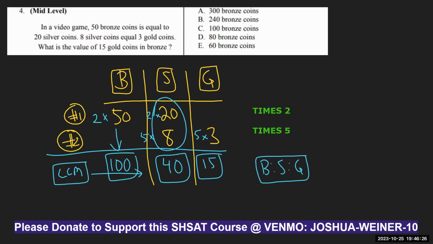We were looking for 15 gold coins, which in bronze is equivalent to 100 bronze coins. The correct answer was C for number 4.